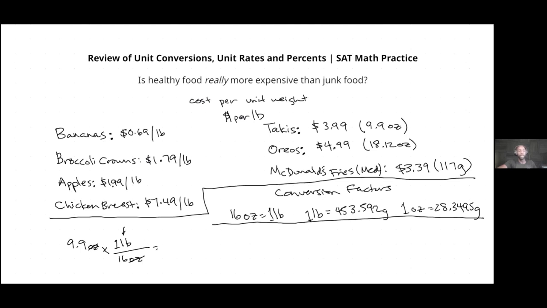And again, that's going to be in pounds. So you have 9.9 times 1 divided by 16. That's going to be 0.62 pounds. Okay. Now, so this is 0.62 pounds. Now we have that Takis are $3.99 for every 0.62 pounds. Okay. So this was unit conversion.